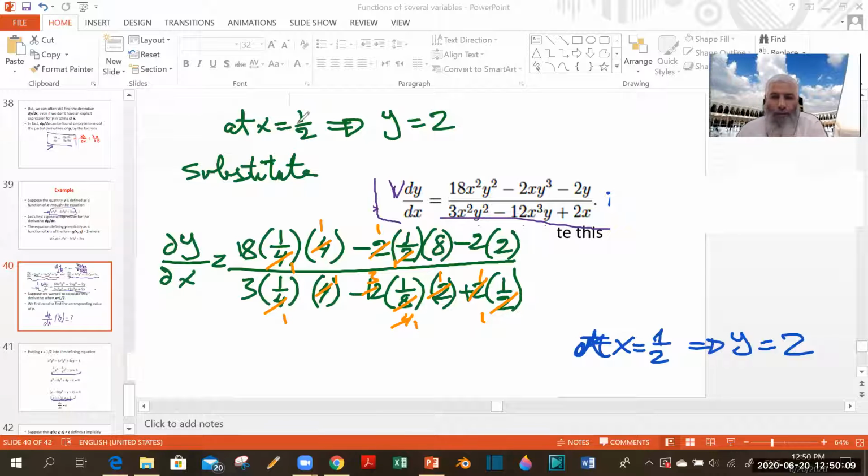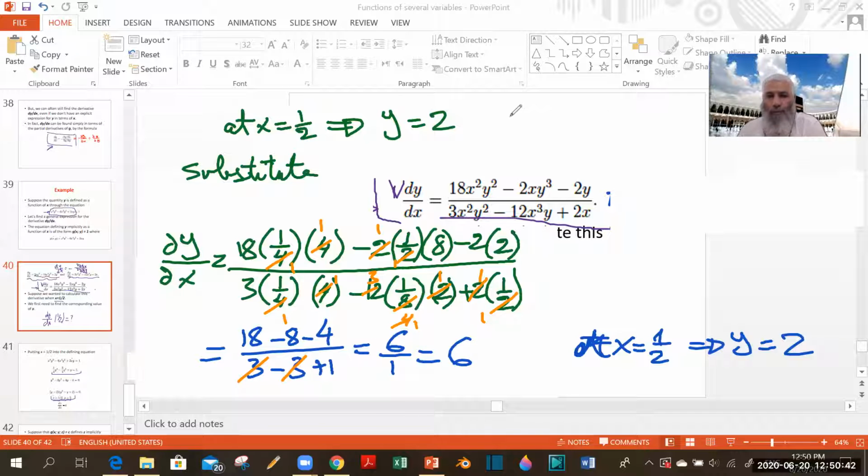Simplifying, I'm sorry: this is 18 minus 8 minus 4, then divided by 3 minus 3 plus 1. Here we have 0, so it would be 6 over 1, which is 6. This is the answer, which is dy divided by dx.